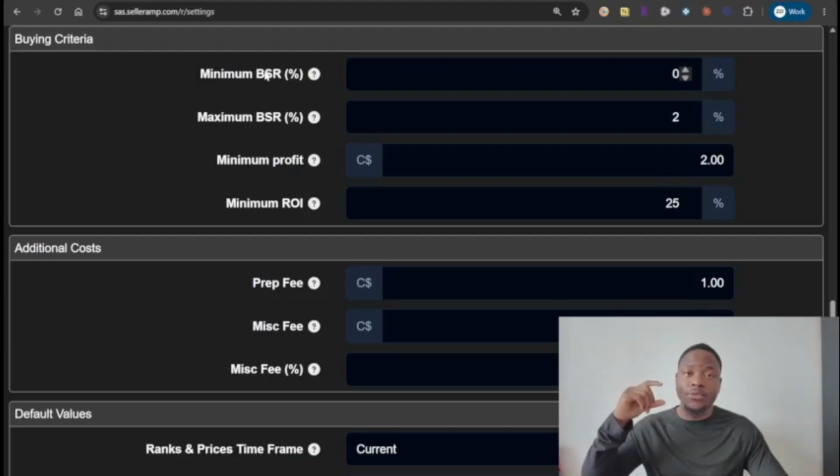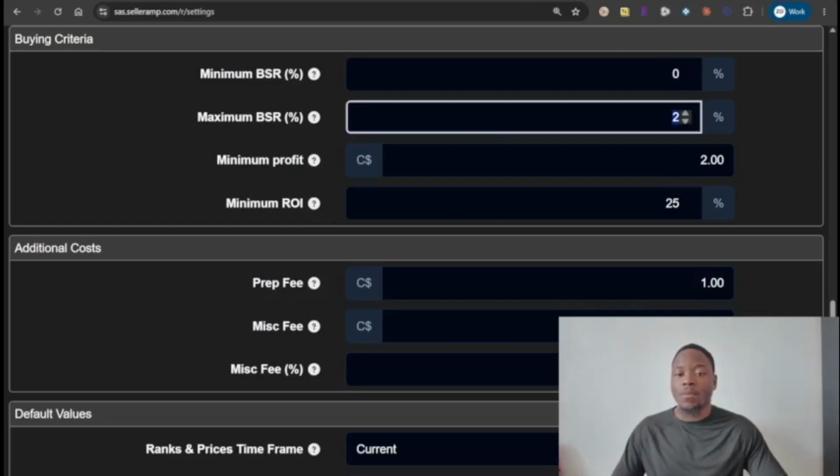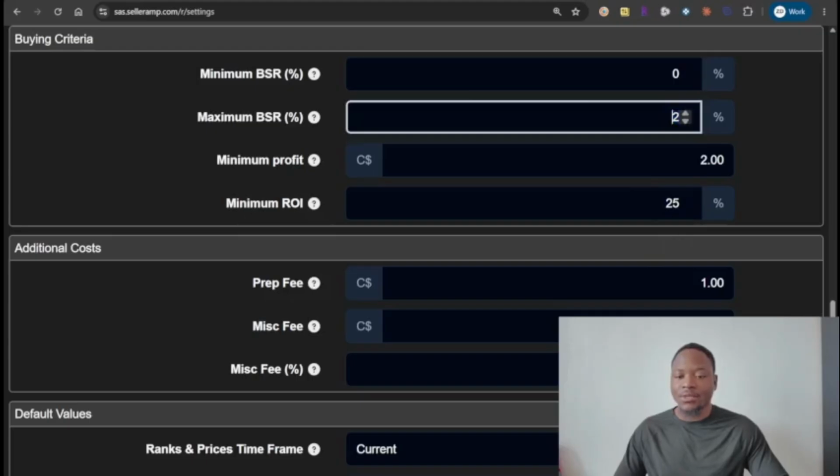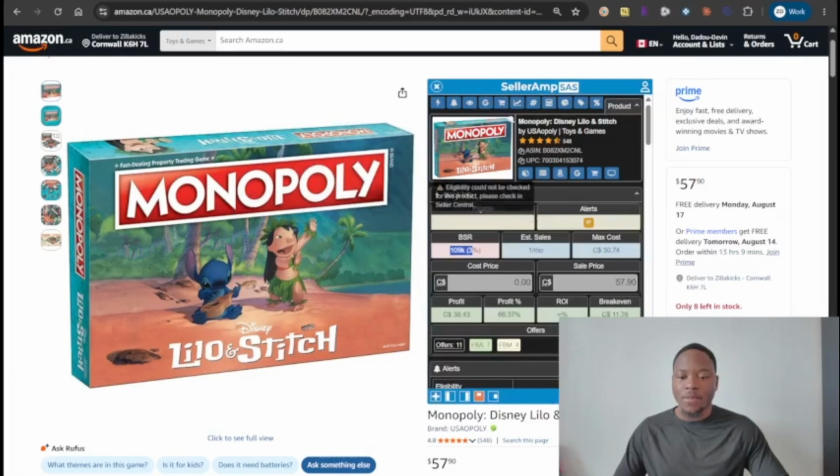So if it's the top 1% or top 2%, it's going to let you know on the product, for example, when we're scrolling up. It lets you know the BSR. So it's 109,000 and it's the top 3%. Because it's now within that 2% range, it actually shows in red. So it says does not meet your BSR criteria.